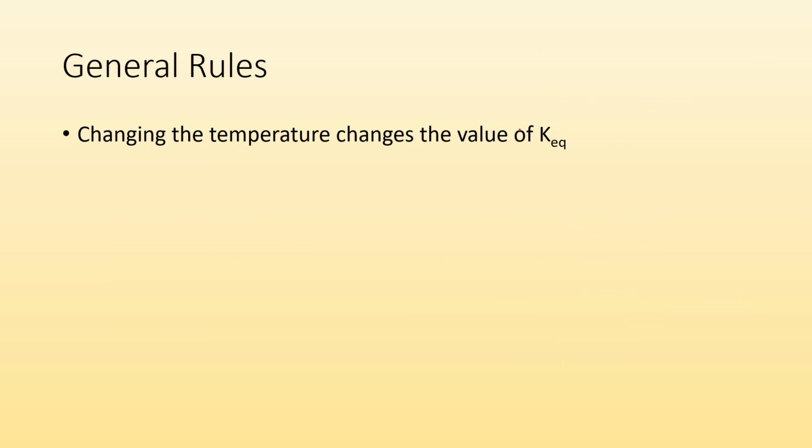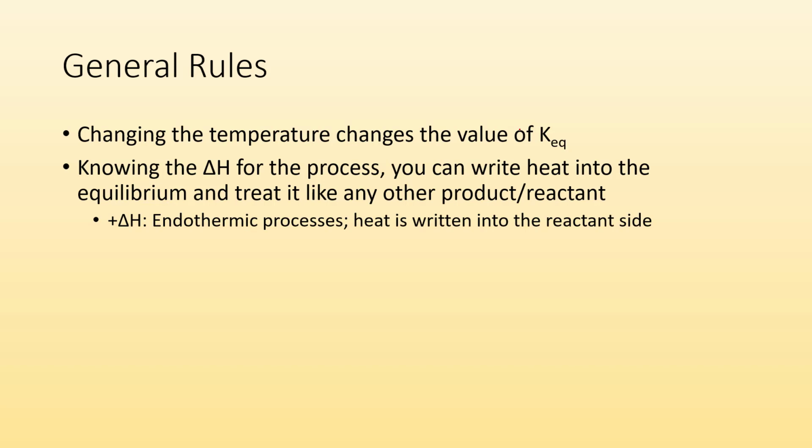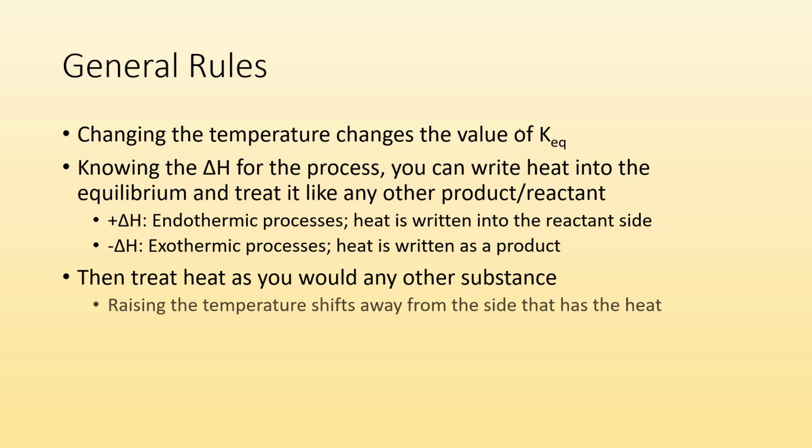Temperature. So changing the temperature changes the value of Keq. So knowing the delta H for the process, you can write heat into the equilibrium and treat it like any other product or reactant. So if it's an endothermic process with a positive delta H, you write it as a reactant, right? Because it's absorbing that heat. The heat's going into the substances and being absorbed. If it's exothermic with a negative delta H, heat's being given off, so heat can be written as a product. And then you just treat it like you would anything else.